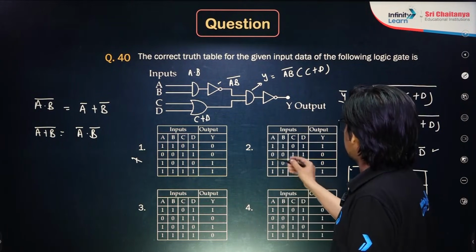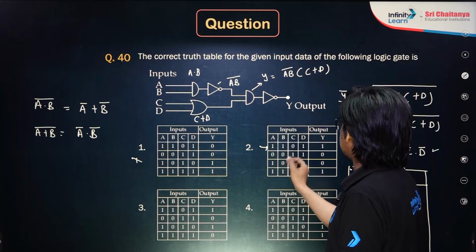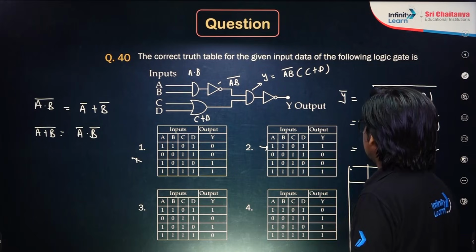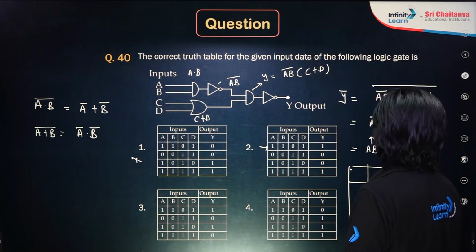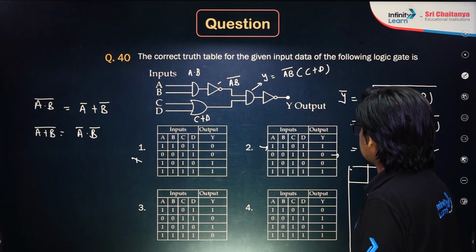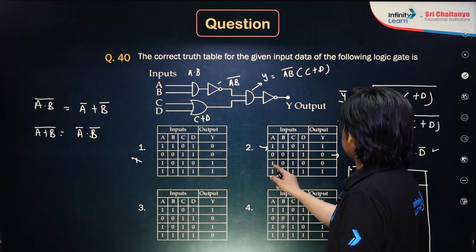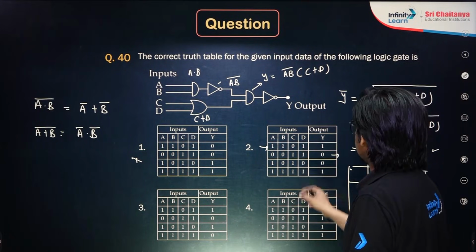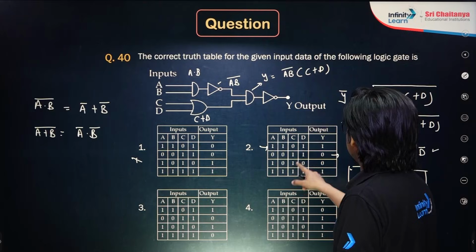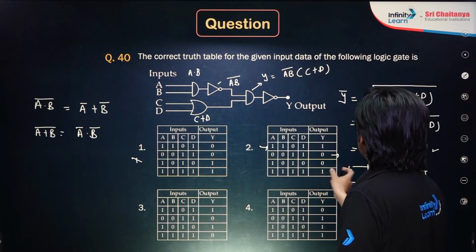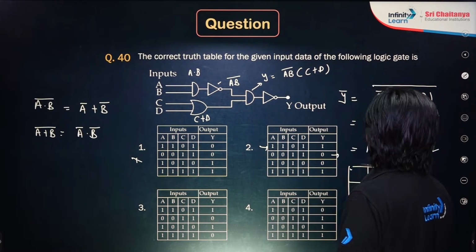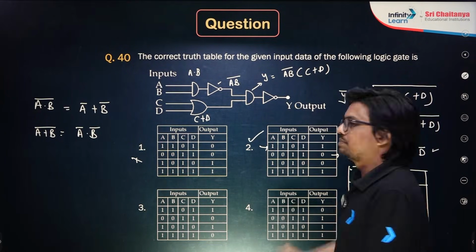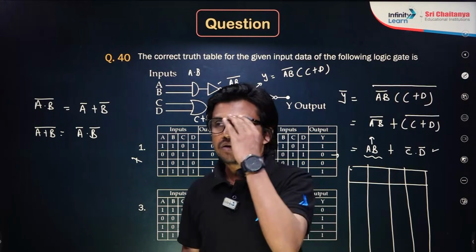If I check the second one, the first entry is matching: 1, 1, then it is 1. If you take 0, 0, this is 0. If you take CD as 1, 1, this is also 0, so again you are getting 0. This entry is also correct. For A is 1, B is 0, this product is 0. Then C bar is 0 and D bar is 1, again this product is 0, so this is 0. If you take all of them as 1, AB will give you 1, but this last one is going to give you 0. So the correct option is the second one here.